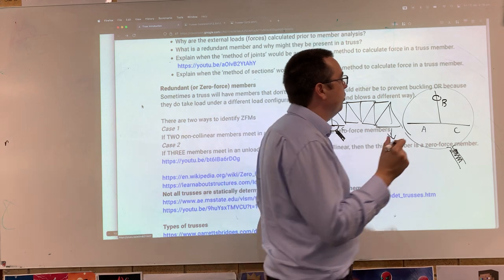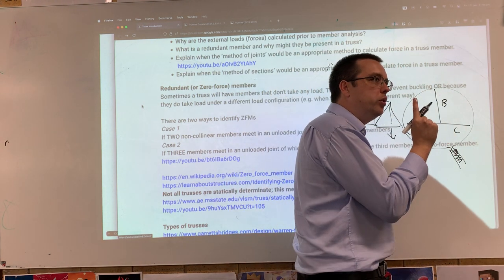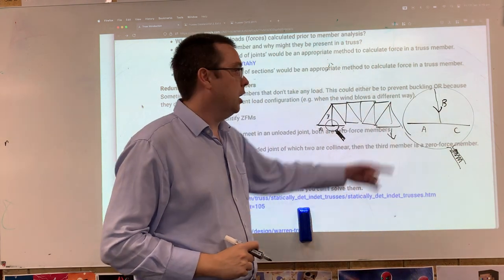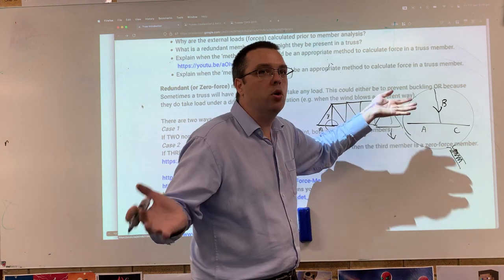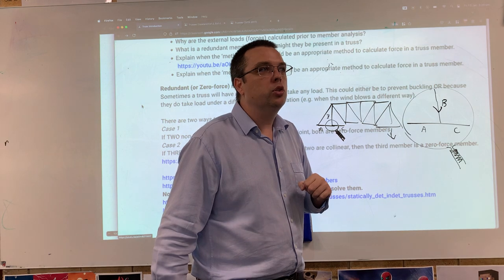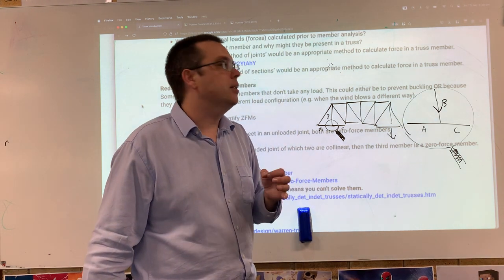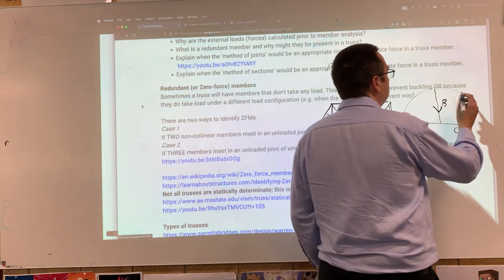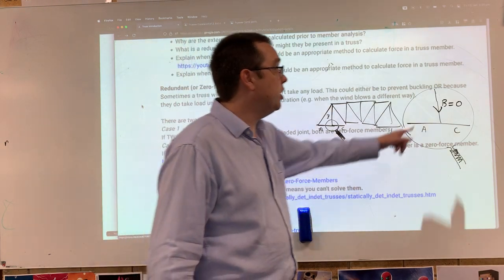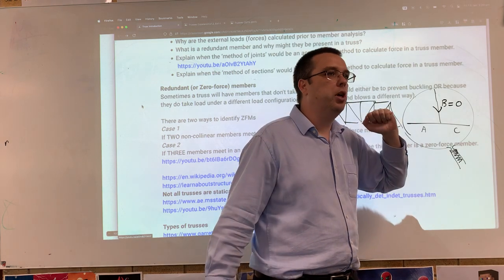So what that means is if Bob pushes even a little bit, if Bob has 1 newton of force, it's going to push down. Who's going to push up? Alice isn't going to push up because Alice is horizontal. Charlie's not going to push up because Charlie's horizontal. So who can push up? Nobody. So if nobody can push up, Bob is not allowed to have any force. Bob has to equal zero. Because if Bob has 1 newton, the thing will break, because it will push and nothing will push back.